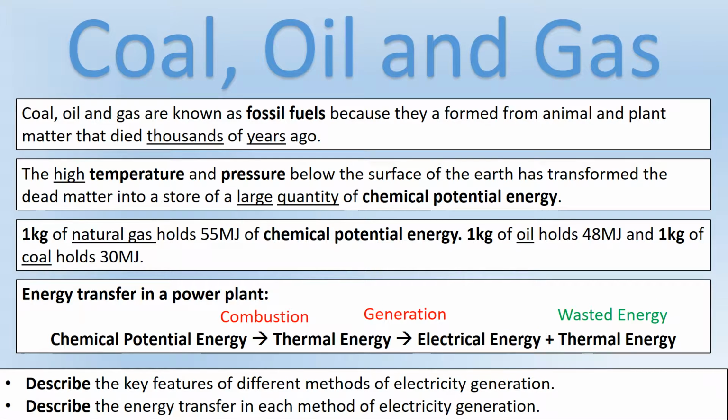So the reason they became a fuel is because underneath the earth, they're subject to very high temperature and pressure, which transformed them into a large quantity of chemical potential energy. And chemical potential energy is essentially the energy stored in bonds in a material. So there's a lot of energy stored there. So for example, if you have 1 kilogram of natural gas, it holds 55 megajoules of chemical potential energy. Oil is very similar, but slightly less, it's 48. And coal, again, slightly less, is 30 megajoules. But it's a colossal amount of energy in 1 kilogram, which is why it's very commonly used.